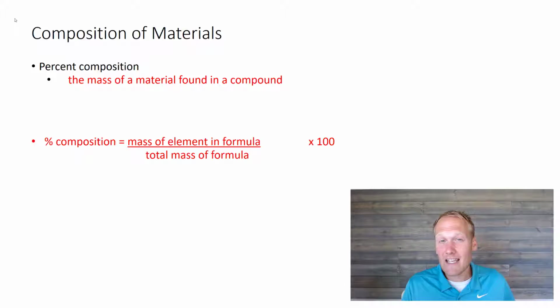For instance, if I gave you a bag of M&Ms, you'd be very happy. And then I said, what's the percentage of green M&Ms in this bag? You would count all the green M&Ms and divide by the total number of M&Ms, and that would tell you the percent of how many green M&Ms you had. That's exactly what we're doing in this section, but just with chemical formulas.